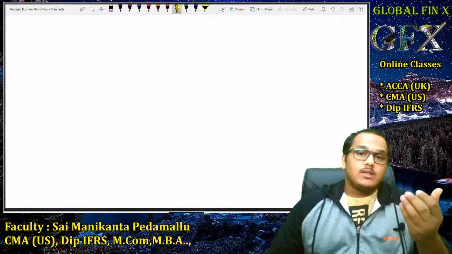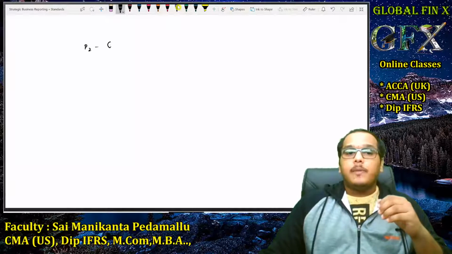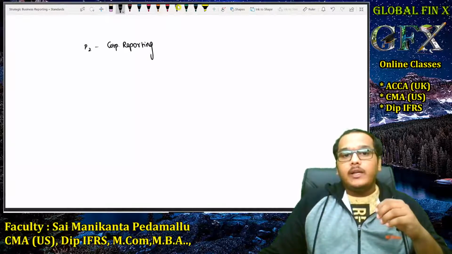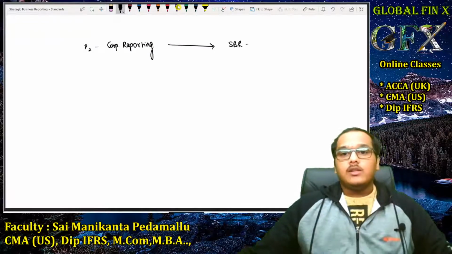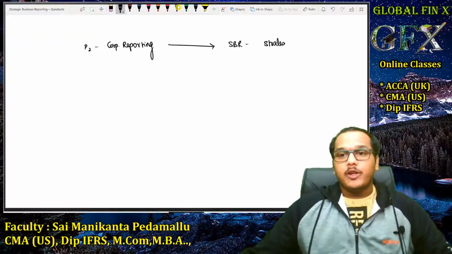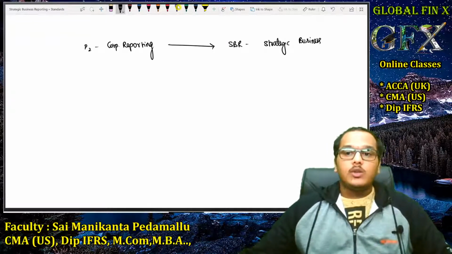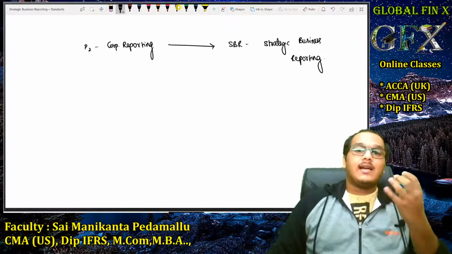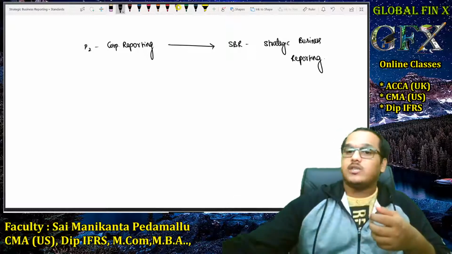As you guys might know, previously this paper was called P2, Corporate Reporting. Now, P2 Corporate Reporting has been changed to SBR, Strategic Business Reporting. The first question I would like to ask the students, and I want you to understand and appreciate, is the difference between corporate reporting and strategic business reporting.